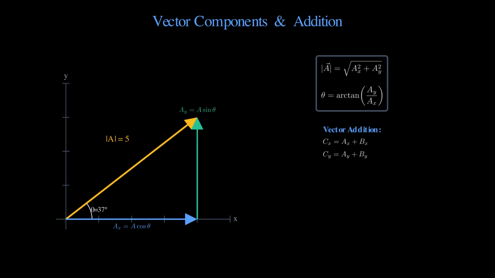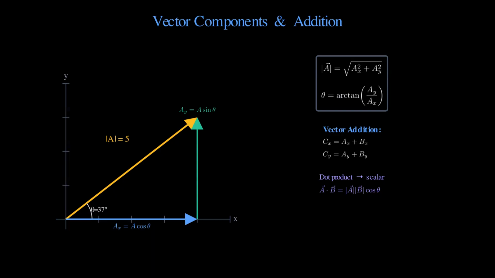Now for vector addition. To add 2 vectors A and B, we simply add their components separately. The x component of the result equals the x component of A plus the x component of B. The y component works the same way. Then we compute the magnitude and direction of the result. The beauty of this method is that it scales to any number of vectors. Add as many as you like, no geometric drawing required, just components, arithmetic, and Pythagoras.